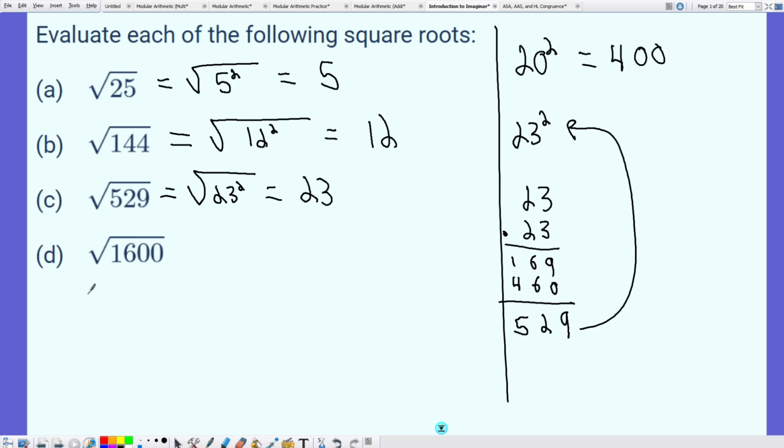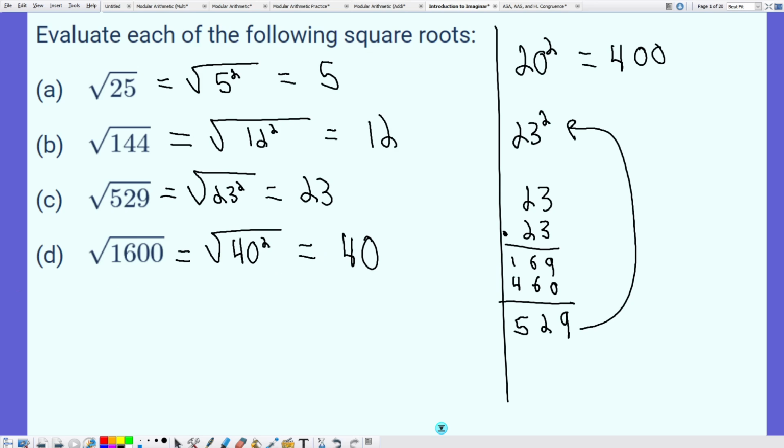Now, lastly, we have the square root of 1600. Well, 1600 kind of gives it away, because we know 4 squared is 16. 16 is a perfect square. And 1600 should make us think, all right, well, 40 times 40 is going to give us 1600. So we have the square root of 40 squared, and that simplifies to just 40.